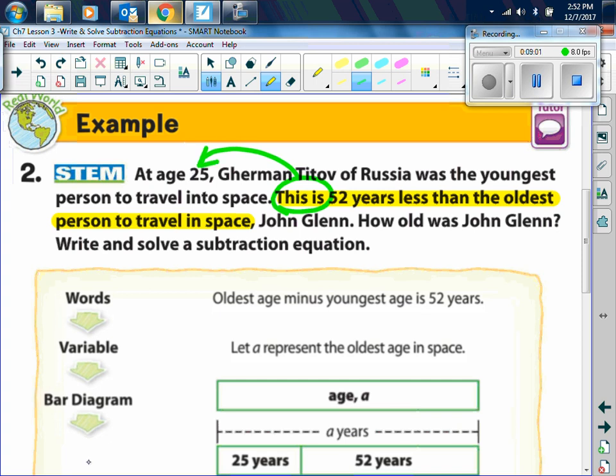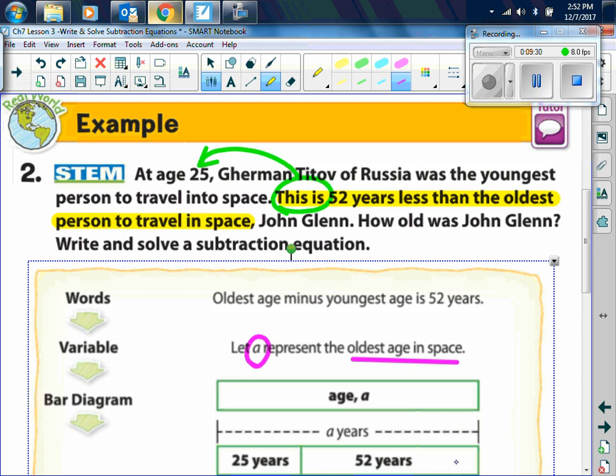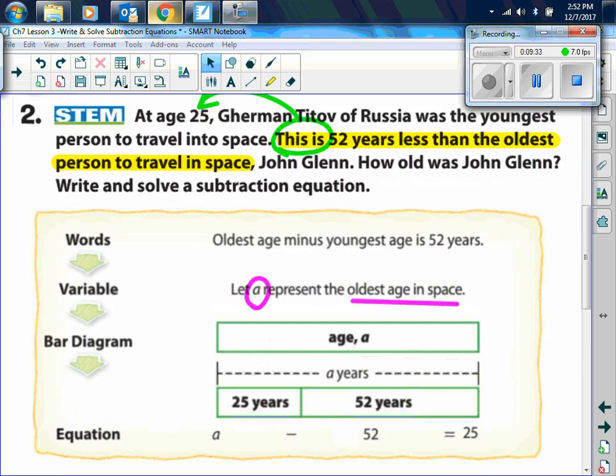So this says Hermann Titov's age is 52 years less than the oldest person to travel in space. So there is, of course, the oldest age, and 52 years less than the oldest age. What is it that I don't know? How old the oldest person in space was, right? So that's the oldest age in space. Going back to the words, it says that we want 52 years less than the oldest person to travel in space. How do I write 52 years less than the oldest person?